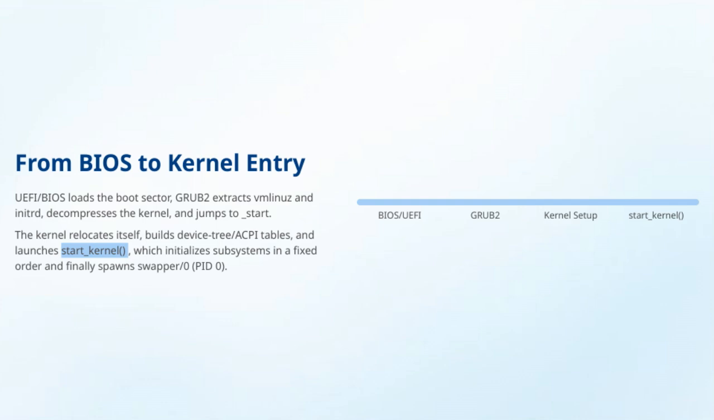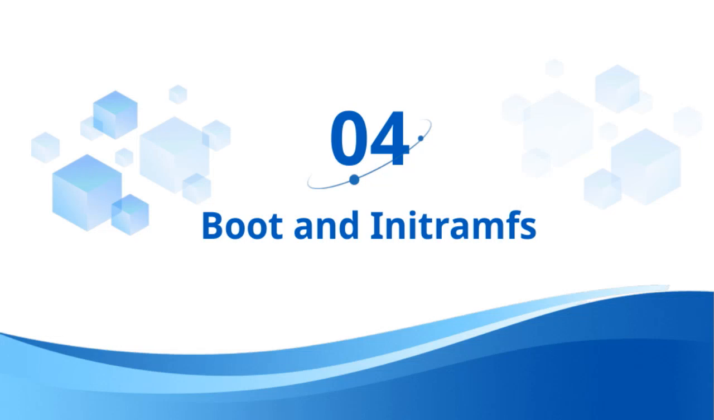So, in essence, from BIOS or UEFI loading the boot sector, through GRUB2 extracting and loading the kernel, to the kernel setting itself up and starting the first process. That's the critical journey from system power on to kernel entry, setting the stage for the full operating system to come alive. Let's talk about boot and initramfs.